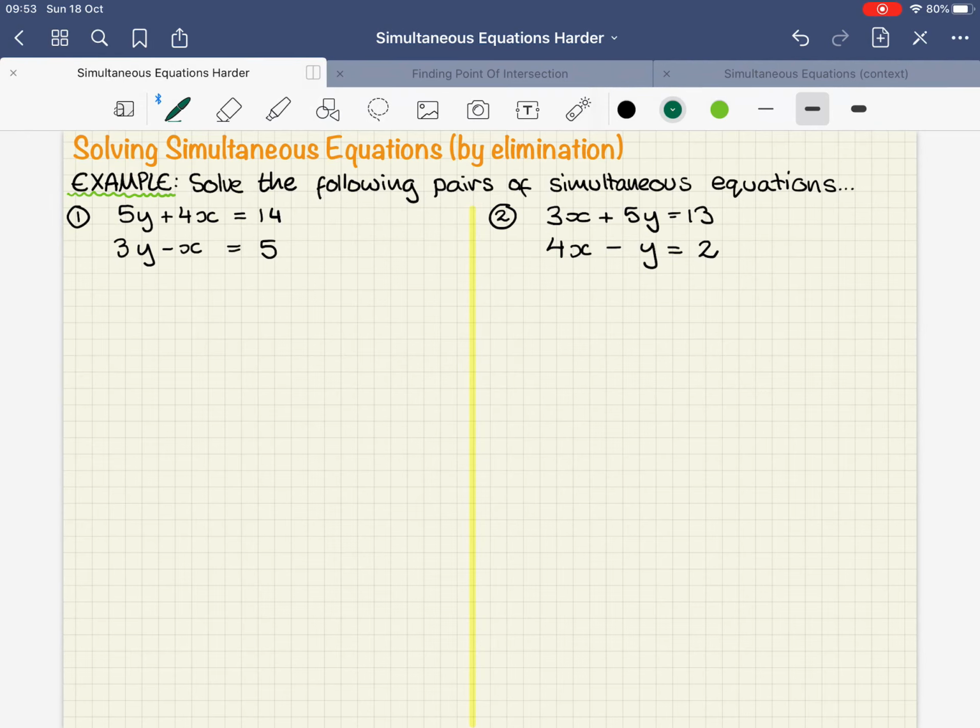Okay, so on to the next little bit with solving simultaneous equations. The question is the exact same. We're still being asked to solve the following pairs, so we want to identify what the value of each algebraic term is. But there's one little difference.